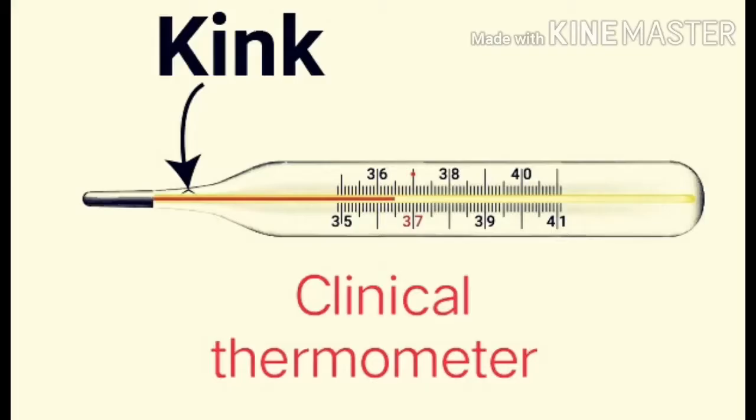A temperature scale is marked on the glass tube of the thermometer. We already discussed temperature scales. One is the Celsius scale, another one is the Fahrenheit scale. A clinical thermometer has a kink in the glass tube to prevent backflow of mercury. So, this kink prevents the backflow of mercury.